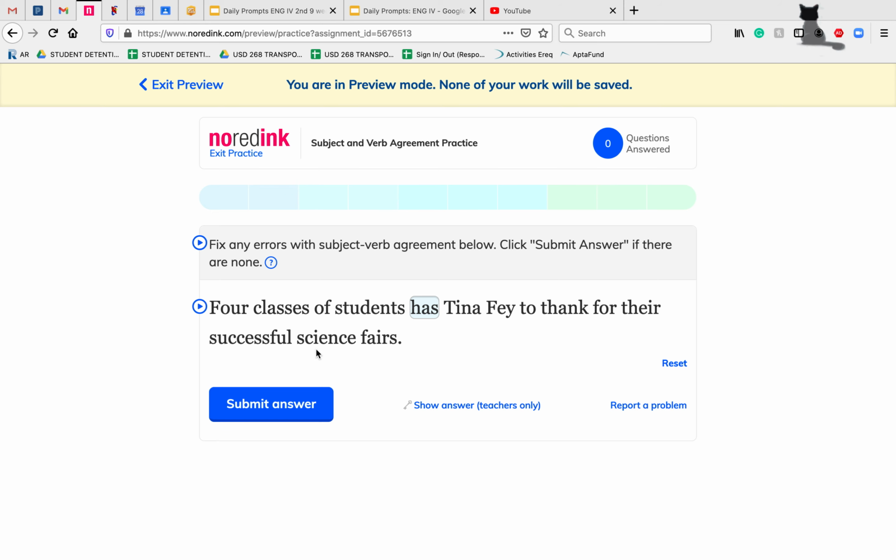Four classes of students has Tina Fey to thank for their successful science fairs. So we want classes, which is plural, classes have. This is our plural to match up with our plural.